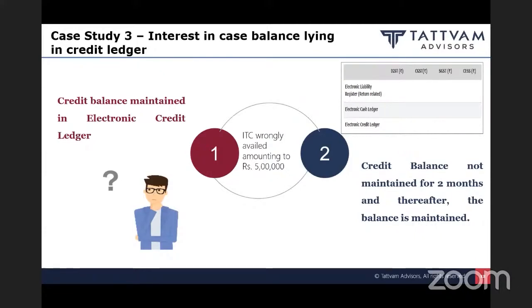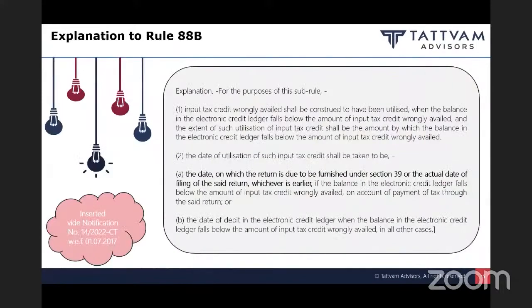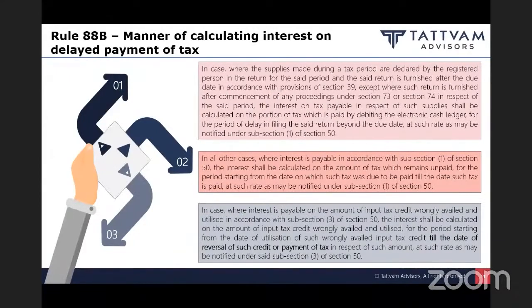Whether I have to pay interest only for these 2 months, when the balance was reduced, or I have to pay interest from December 2021 onwards, once my balance got reduced, till August 2022, when I'm reversing the same. If we see the explanation to Rule 88B, read with Rule 88B(3), it specifically says that my interest will start from the date of utilization till the date of reversal of credit or payment of tax. So it specifically says that my interest liability will run from the date of utilization till the reversal of credit.